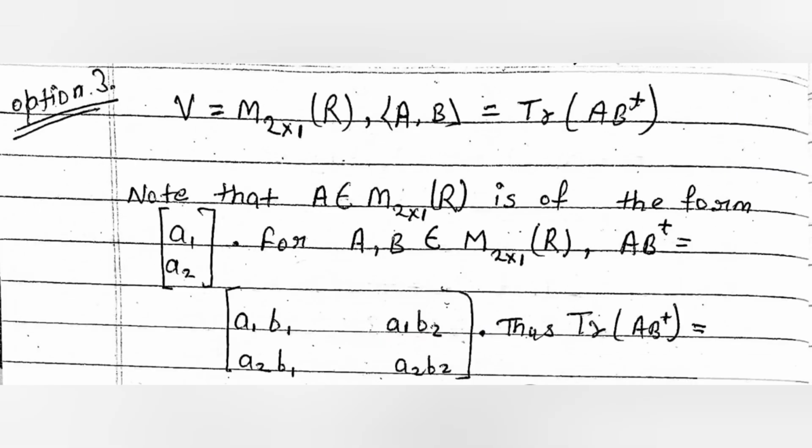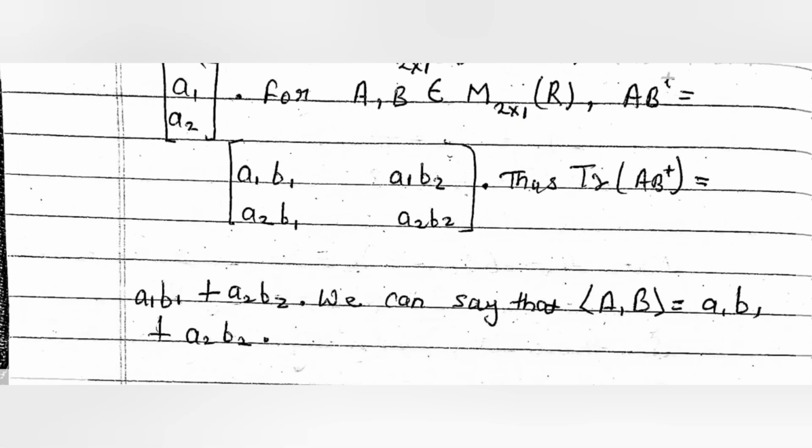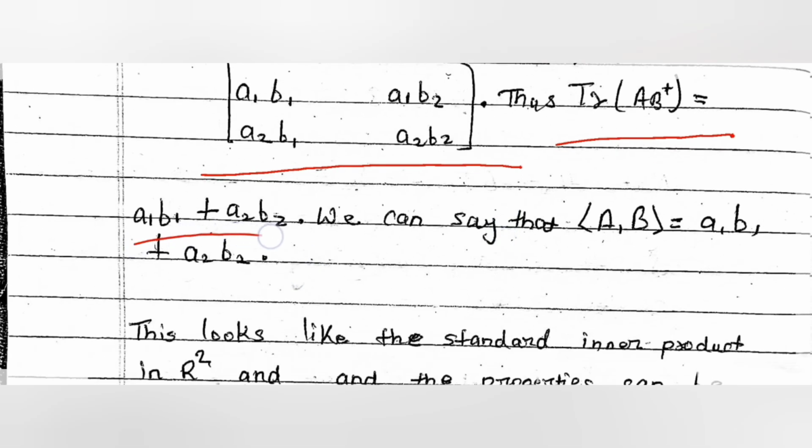Then we have our option number 3, that is V is a matrix in the form of 2 by 1 R, where the inner product of A and B is equal to the trace of A B transpose. Here please note that A belongs to M of 2 by 2, 2 by 1, and R is in the form of (a1, a2). For A and B belonging to this matrix R, the transpose of A B is a1 b1, a1 b2, a2 b1, and a2 b2. So the trace of this A B transpose will be equal to a1 b1 plus a2 b2.